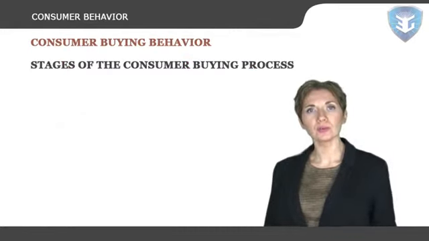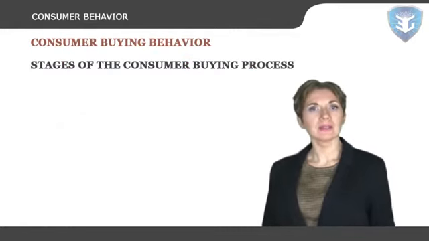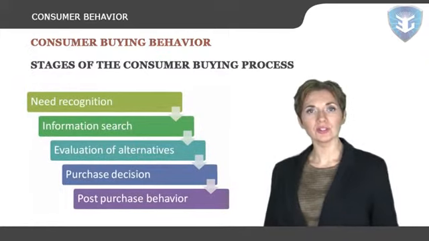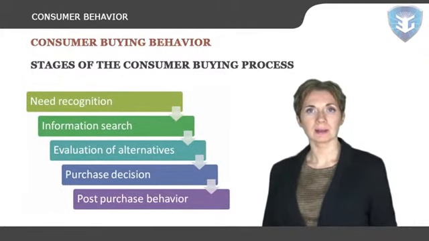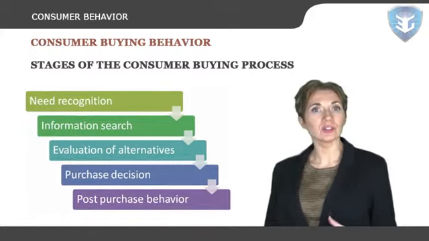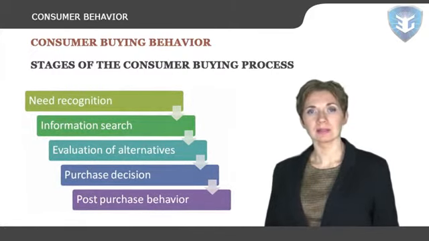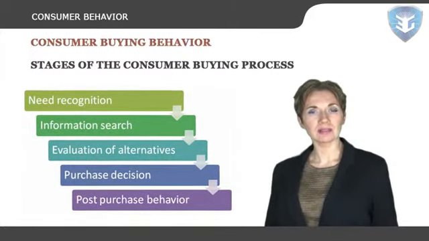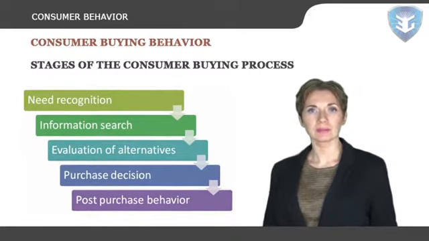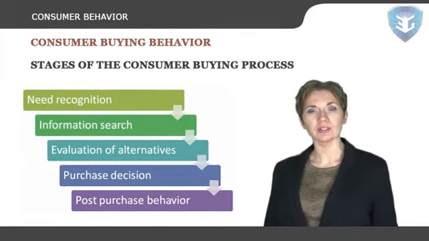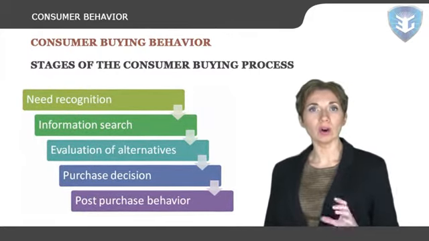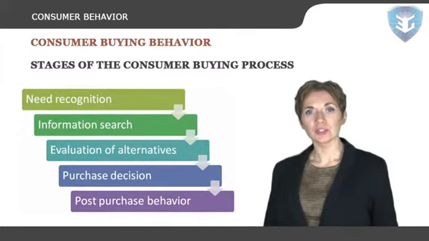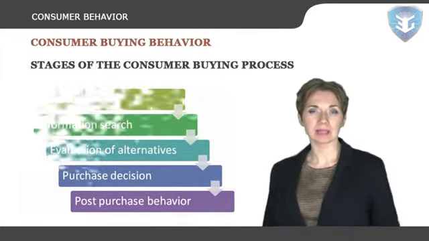Stages of the consumer buying process. There are 6 stages to the consumer buying decision process. Actual purchasing is only one stage of the process. Not all decision processes lead to a purchase. Consumer decisions do not always involve all 6 stages, determined by the degree of complexity.